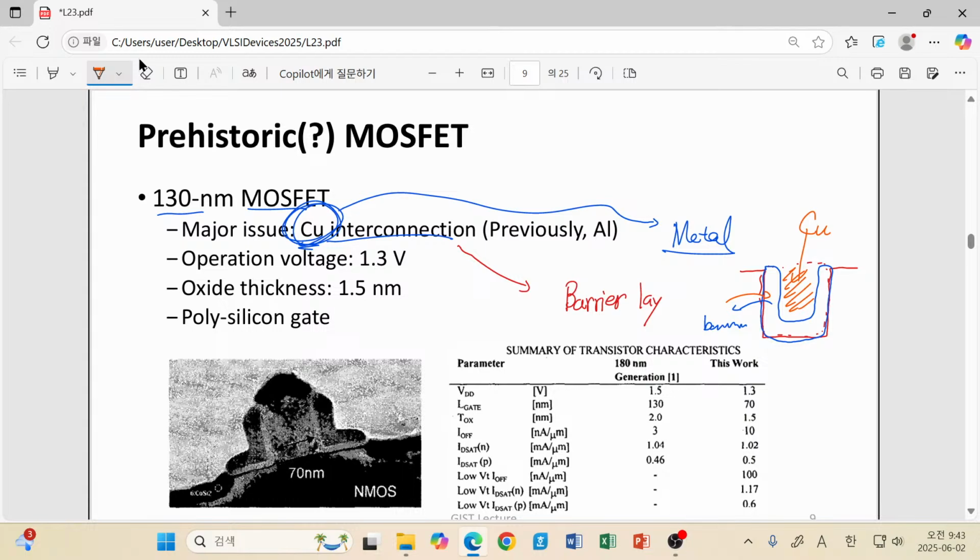Previously, when our scaling rules were quite large, and the features were not very narrow or shallow, this barrier layer was not that much of a problem. However, now we have shrunk our devices quite a lot, so this barrier layer is no longer negligible. So that is one thing.